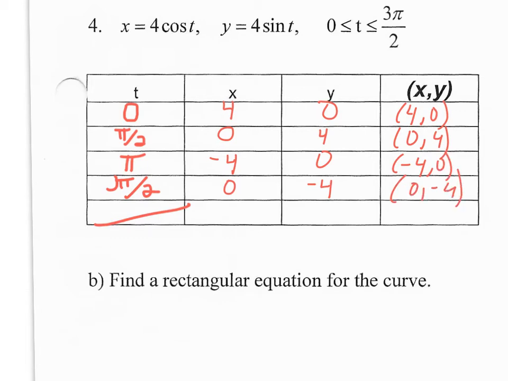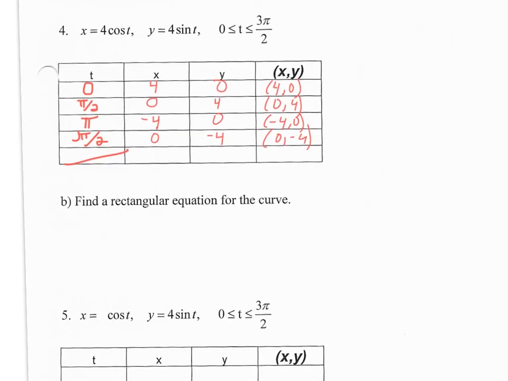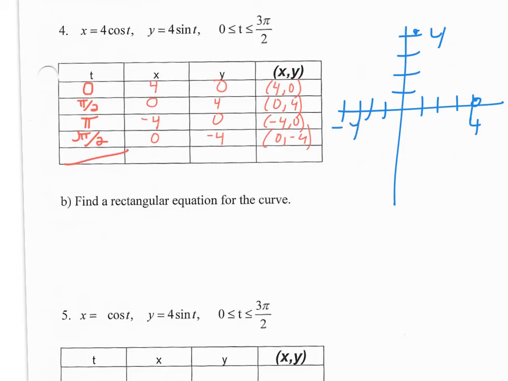All right, so now I have my points. Now, let's see what this looks like. So if I go to my graph, remember I'm graphing in rectangular here. So it goes (4, 0), (0, 4), (-4, 0), and then (0, -4).